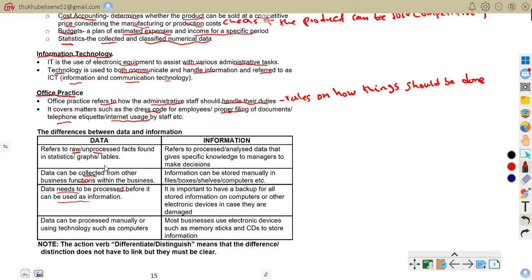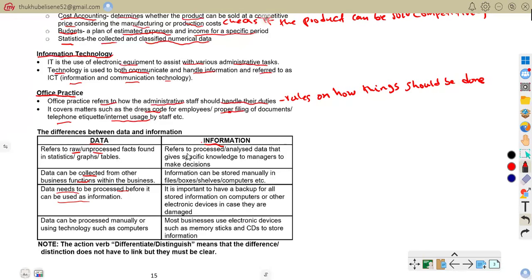So that is about data. We have talked about raw unprocessed facts, data collected from business functions that needs processing, as well as being processed manually or with computers. Now we come to information.